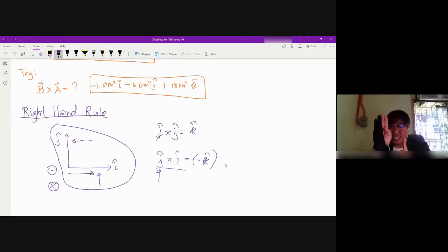Tapos i-cross man ako siya sa I hat. Ang I hat is padulong sa tuo. So this way kinahanglan ako na siya iliso. Akong palad padulong sa tuo. Okay? Now, ako lang i-curl.